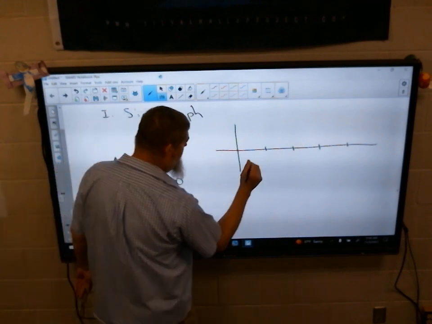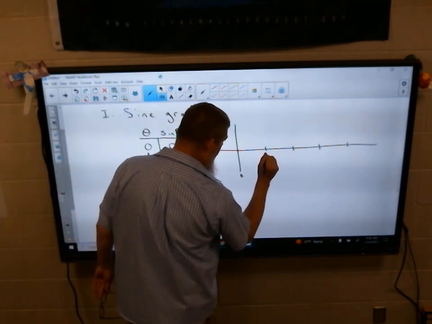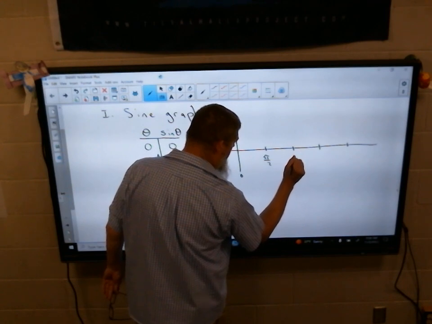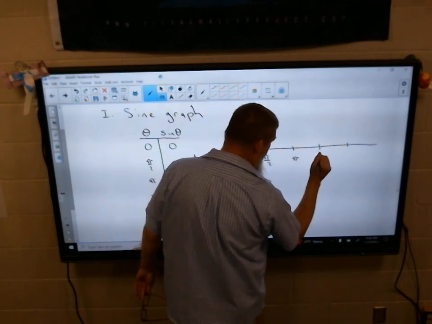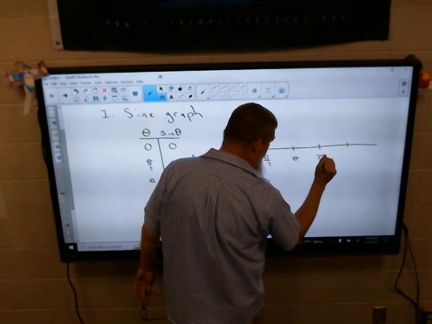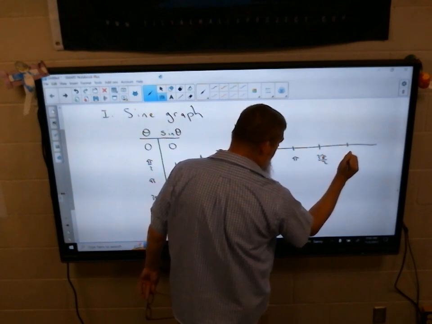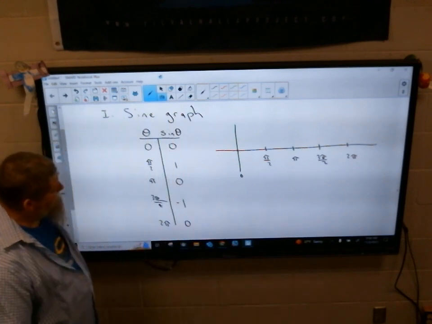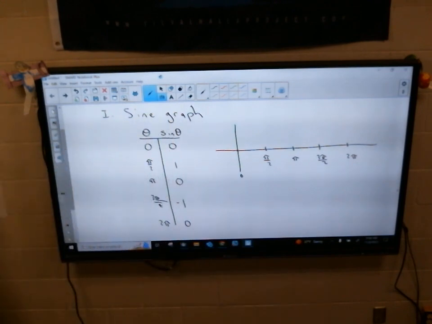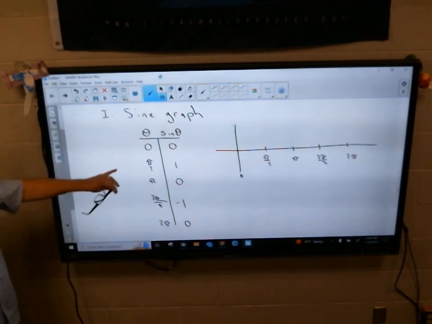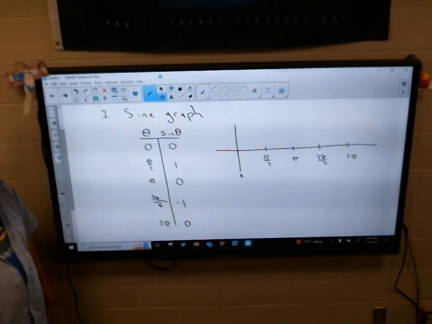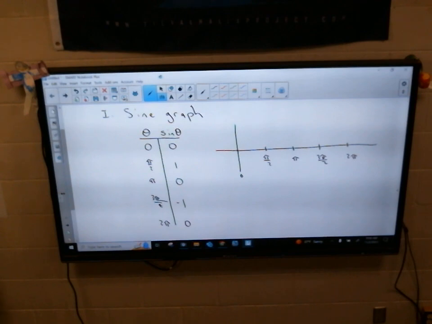So 0, this is going to be pi over 2. This is going to be pi. This will be 3 pi over 2. And this will be 2 pi. Okay. So we have our theta values are my x values, x-axis. Does that kind of make sense? We good so far?